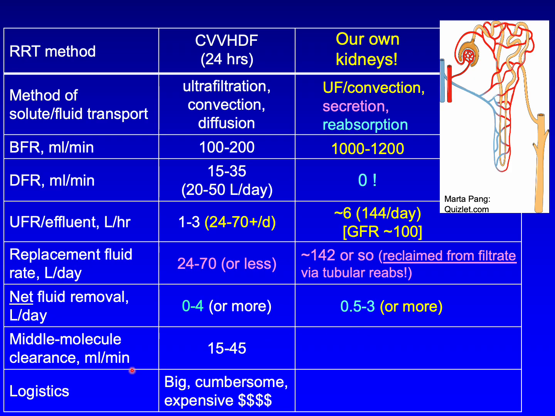Middle molecules, some of these uremic toxins and cytokines and stuff that are removed by CVVH are cleared at a rate of about 15 to 45 mLs per minute, whereas with our own kidneys, they simply take all the uremic toxins and anything else that needs to be removed and adjust them individually to whatever needs to be done. And finally, the logistics of the equipment for CVVHDF. The equipment is big, it's cumbersome, and it's very expensive, whereas our own kidneys work with a combined weight of 250 grams, and they do their work for free.